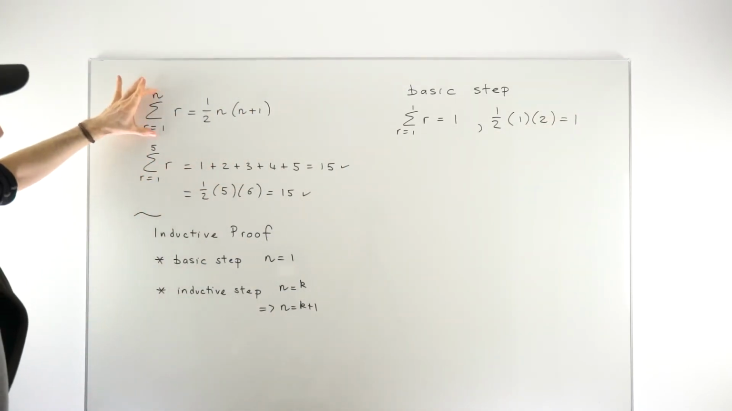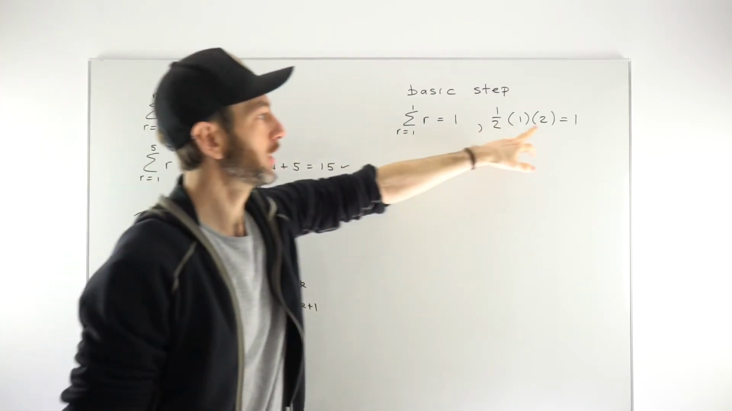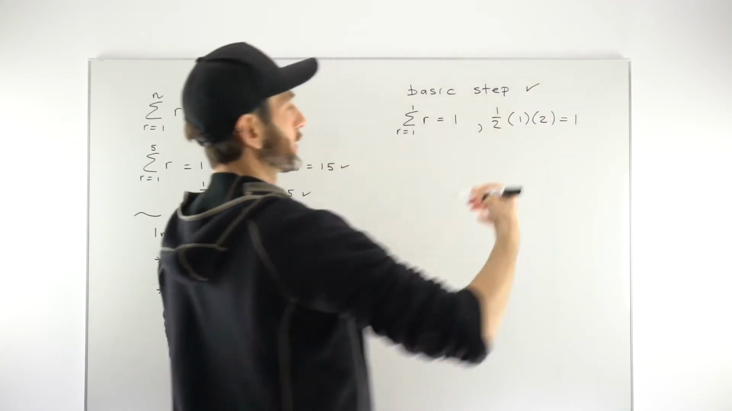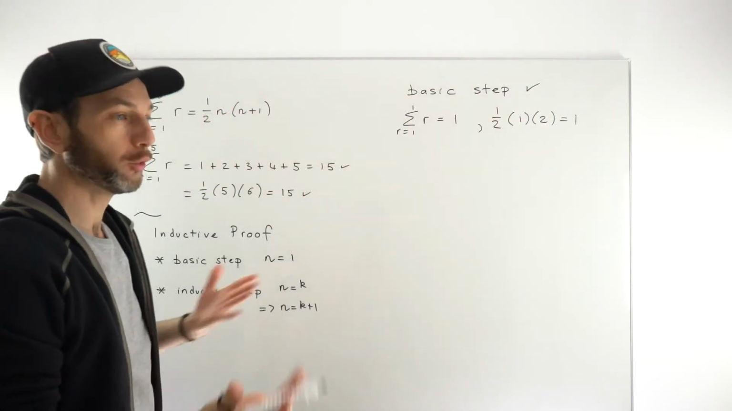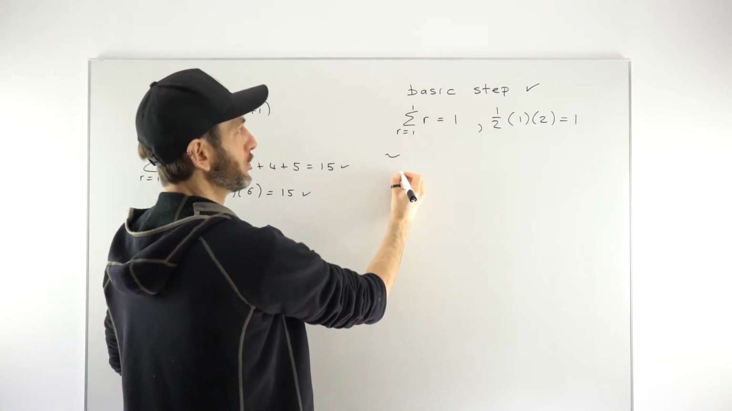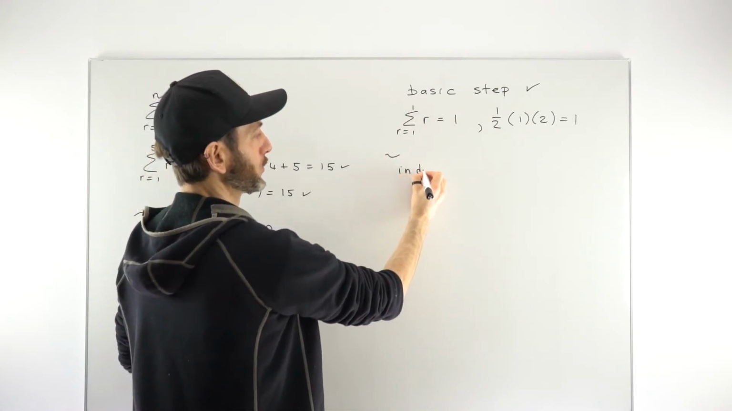In other words, the left-hand side and the right-hand side match up for the case where n is 1. So the basic step, which like I said earlier is usually quite trivial, always quite trivial, is proven to be true. So we can move on to the more important and more challenging part, which is the inductive step.